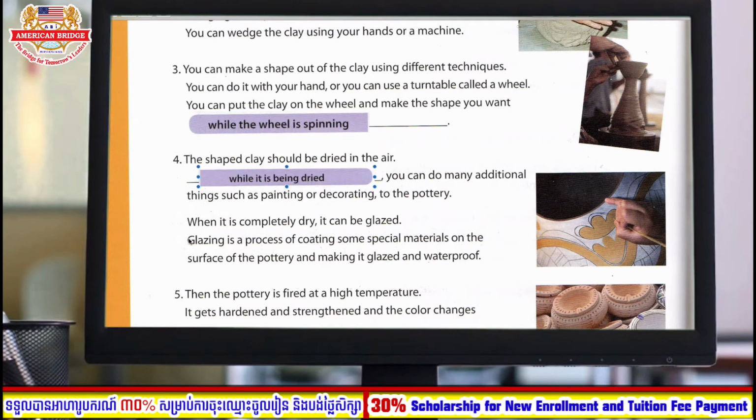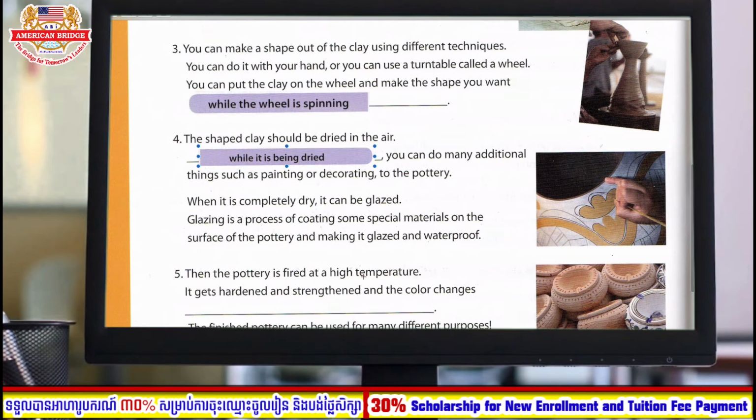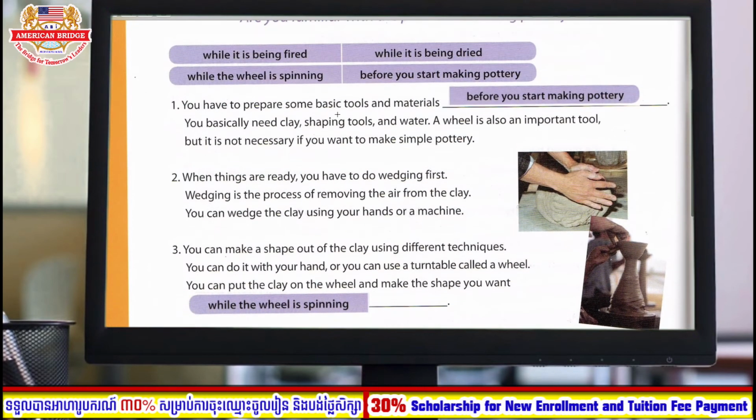Let's move on. When it is completely dry, it can be glazed. Glazing is a process of coating some special material on the surface of the pottery and making it gas and waterproof. Then the pottery is fired at high temperature. It gets hardened and strengthened, and the color changes. Okay, so it is something related to fire. It should be the last one.